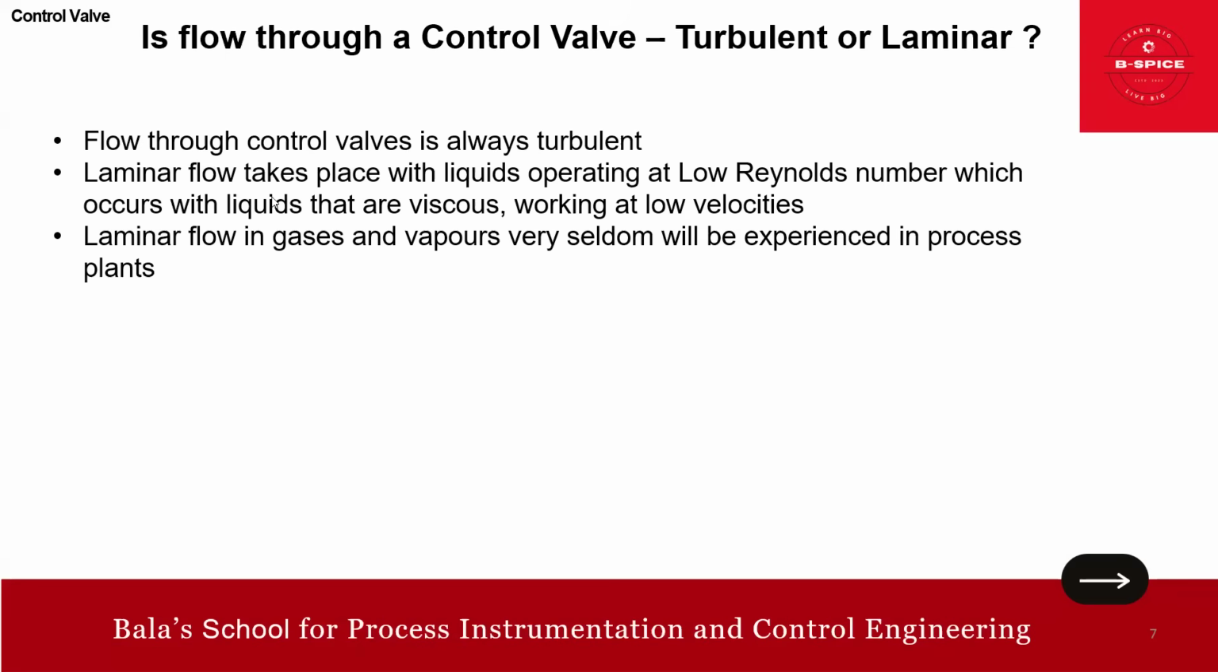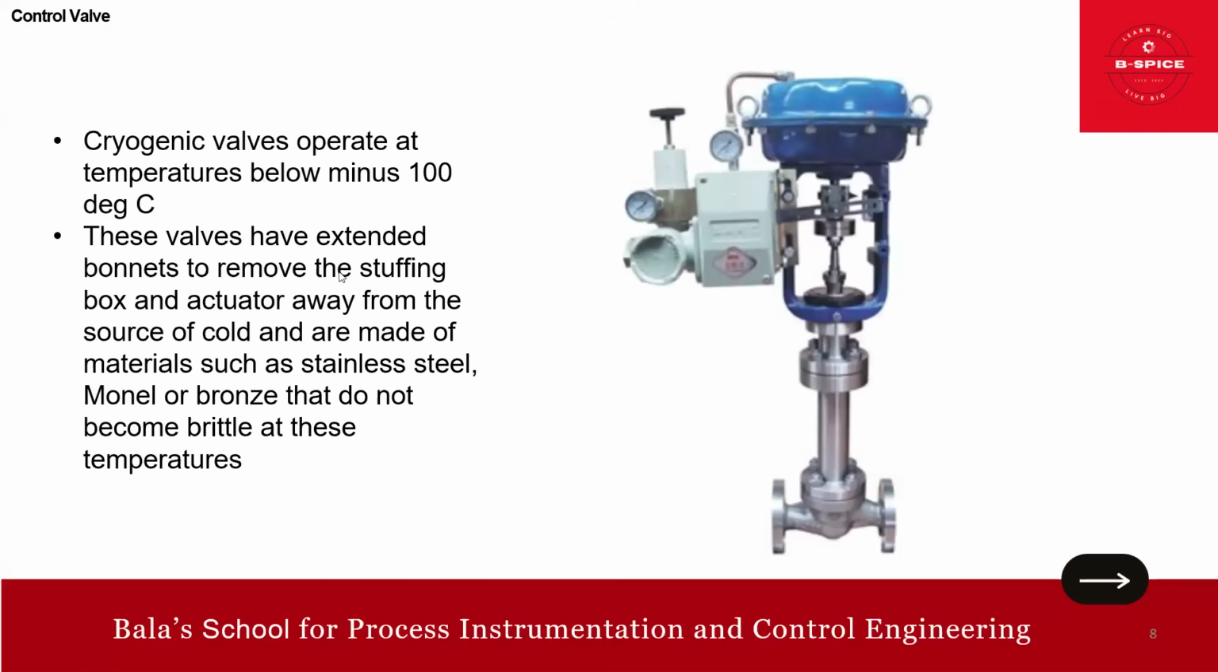Laminar flow takes place with liquids operating at low Reynolds number, which occurs with liquids that are viscous, working at low velocity. Laminar flow in gases and vapor is a very rare scenario, very seldom experienced in a process plant. So the point is, flow through a control valve is always turbulent. Of course, in some cases laminar flow will take place, but only where operating at low Reynolds number, with liquids that are viscous and working at low velocity. You got it? I hope all these are useful, right?